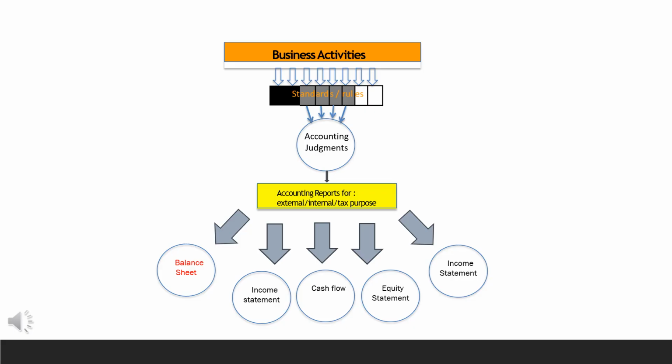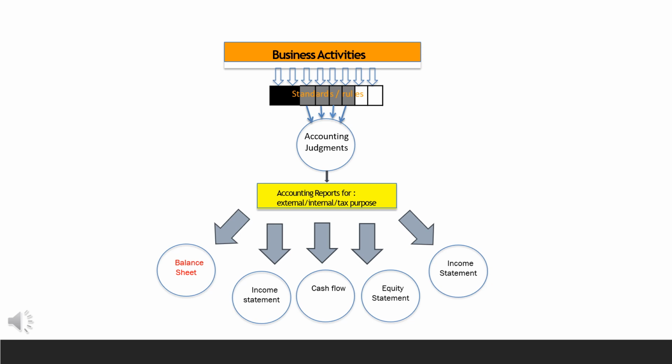A company needs to communicate its financial position to various stakeholders for various reasons. For example, it creates reports for internal management so that they can make informed decisions, for external stakeholders like shareholders, or for tax authorities for tax purposes.